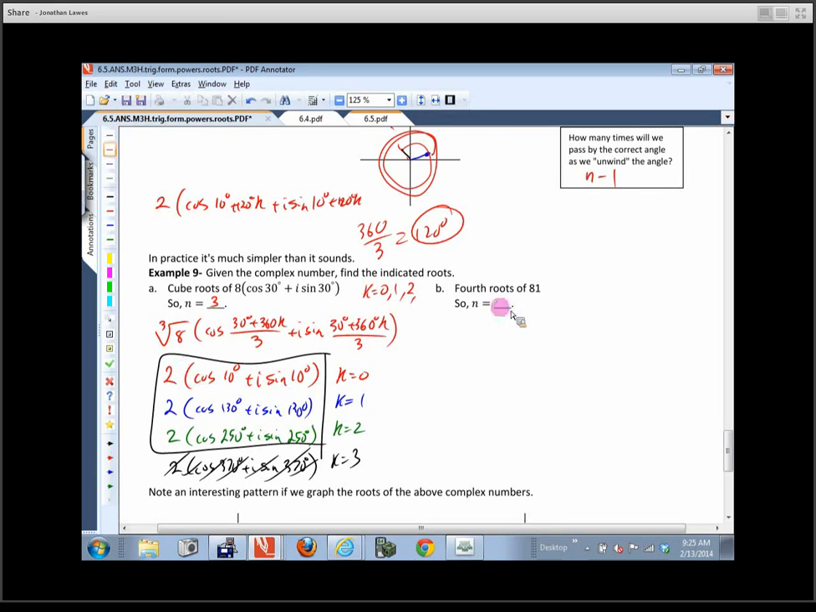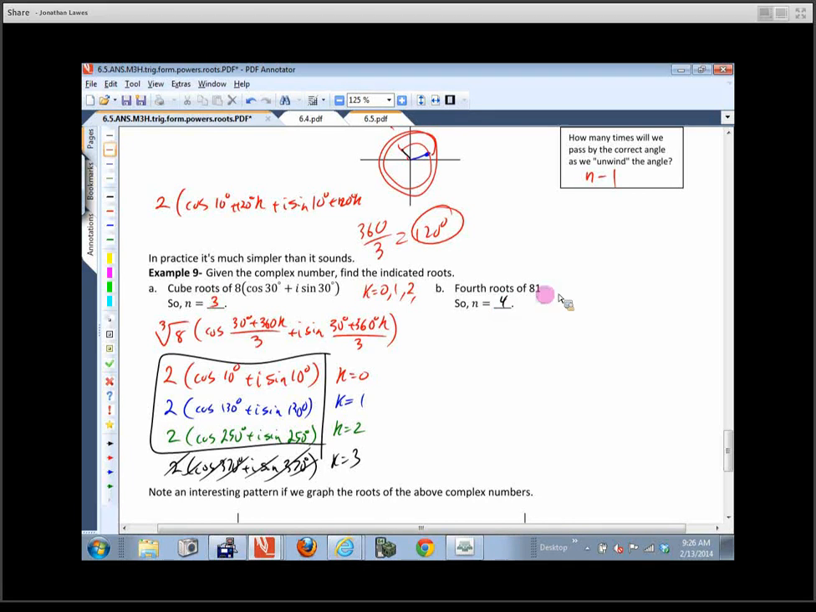Okay, let's do that on this one right here, and this problem is a little bit different, but you do have problems like this on your assignment, so take a good look. This says the 4th roots of 81. We want all 4 roots of 81. So, what's n? How many answers are we going to have? We're going to have 4. We're going to get 4 answers.